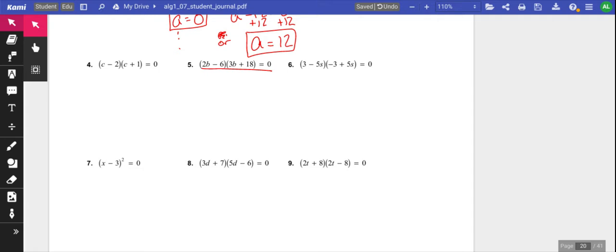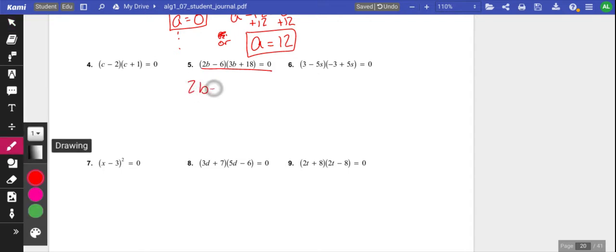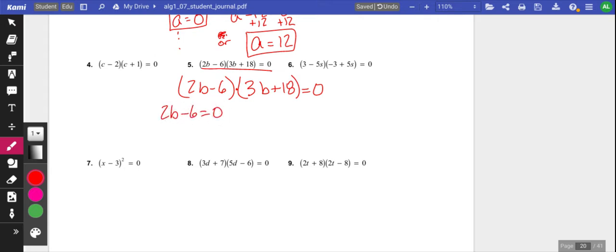Let's do this one. It's got a little bit trickier math, but it's the same exact idea. I've got 2b minus 6, and I've got 3b plus 18. I multiply it all together and I get 0. It's really the same process for all of these. I'm multiplying these two things together and I end up with 0. Well, that tells me that each one of these is going to be equal to 0. I'm going to have 2b minus 6 equal to 0, and I'm going to have 3b plus 18 equal to 0.